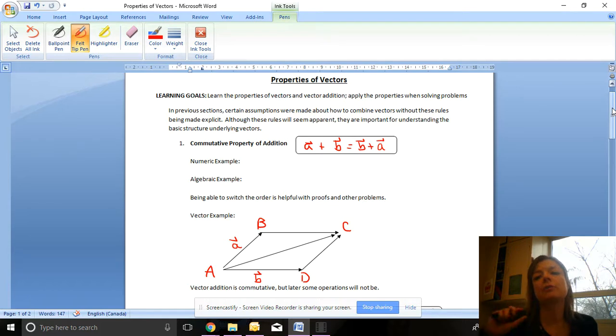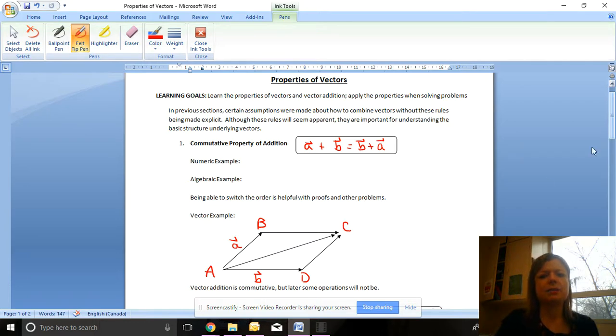Later on when we do the dot product, which is kind of like multiplying vectors together, and the cross product, you'll find that some of those intuitive properties are not true. So it's important that early on in our vector work we do identify what properties are true so that we know what we're allowed to do when working with them.